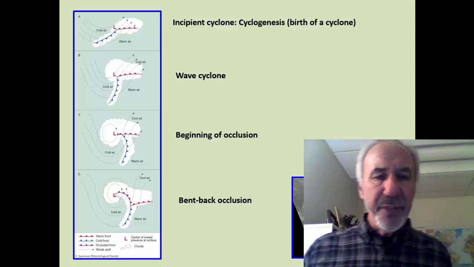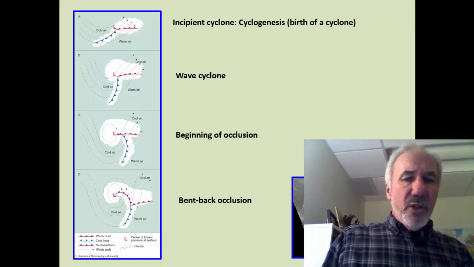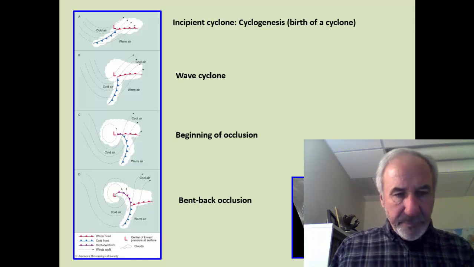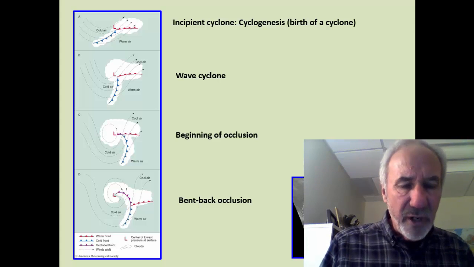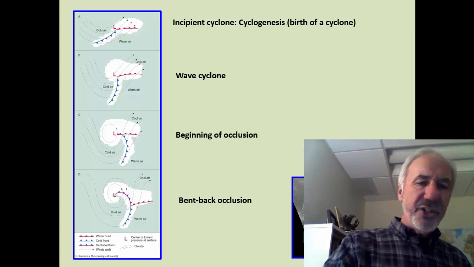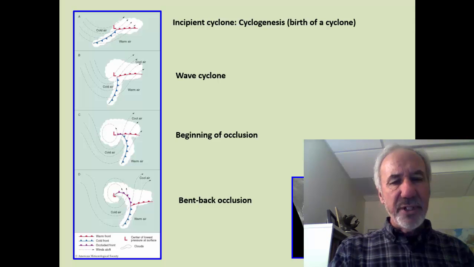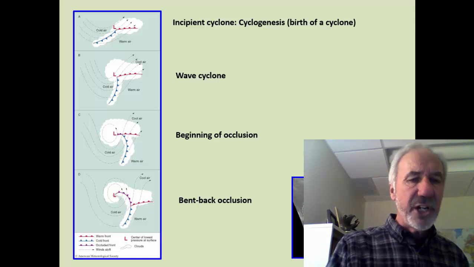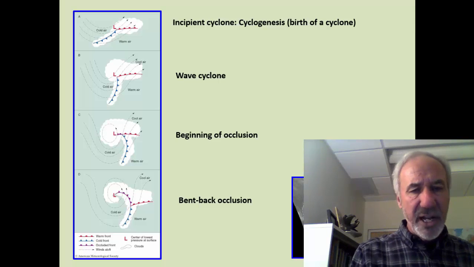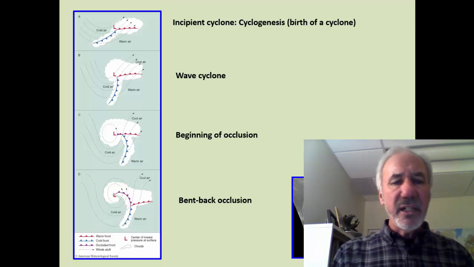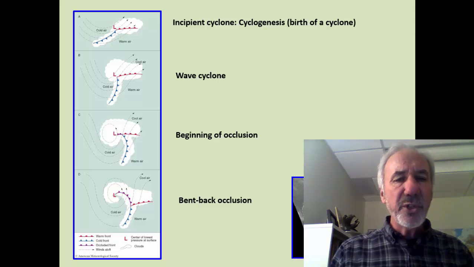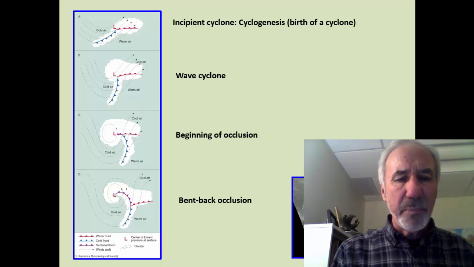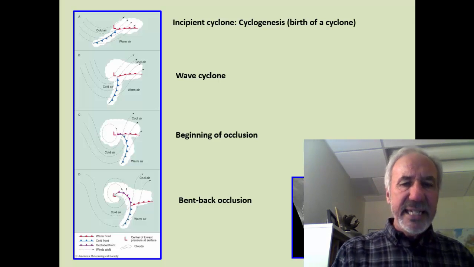You can see that the way occluded fronts are depicted on surface analysis maps is we alternate the sharp point with the rounded symbol of a warm front, all on the same side, unlike a stationary front that alternates them on either side of it. Also, if you happen to get a color-coded map, you're going to see that occluded fronts will always be shown as purple.